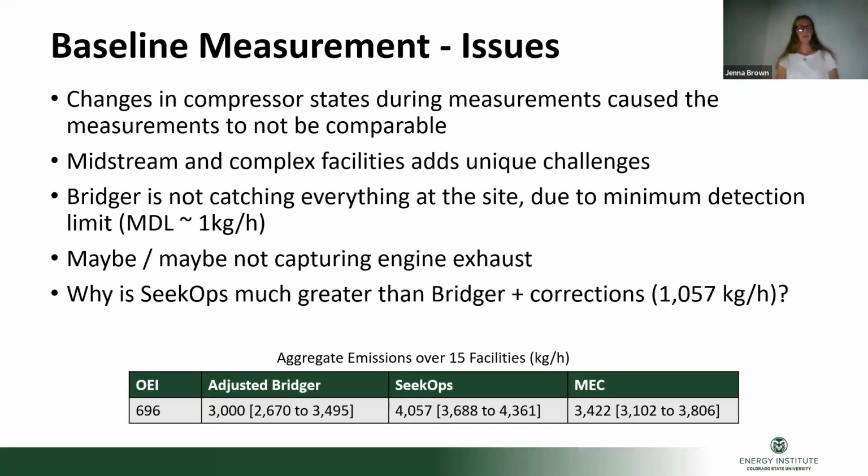Some other issues that we ran into were obviously the compressor state changes. These midstream facilities are complex and they added some unique challenges. Again, Bridger had a minimum detection limit, so we had to add in anything that was below that. And we found that it's sometimes capturing exhaust, but it's not totally clear what the exact source is. The grand question that we're trying to figure out is, why is CCOPS so much greater than Bridger plus these corrections that we made? This table shows the aggregate emissions over the 15 facilities.